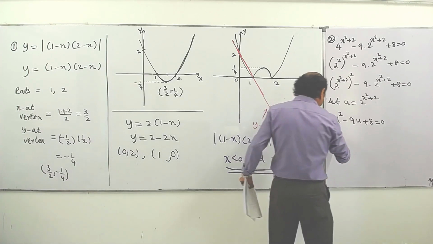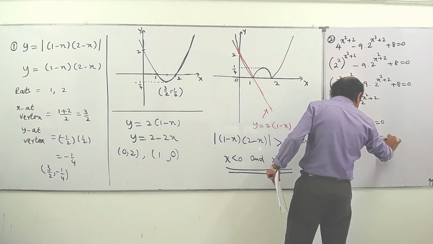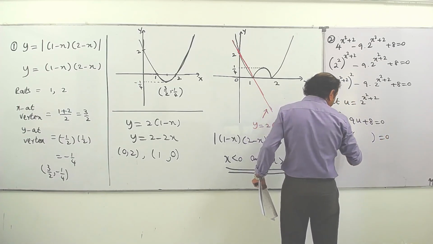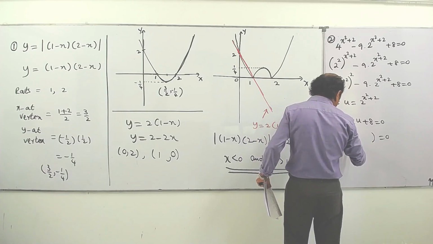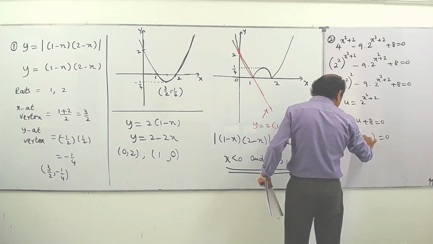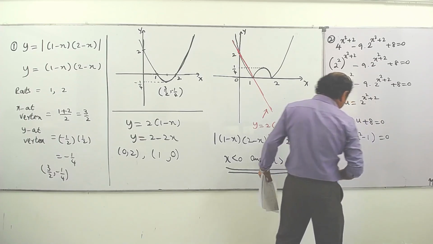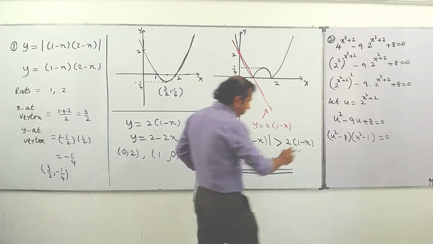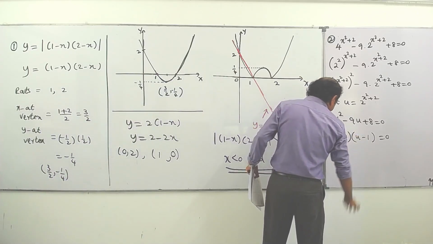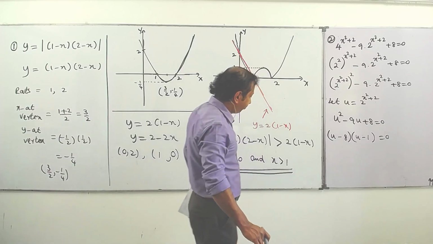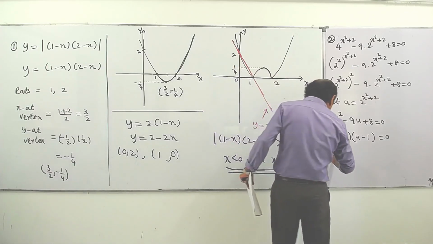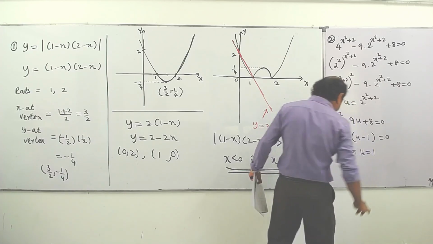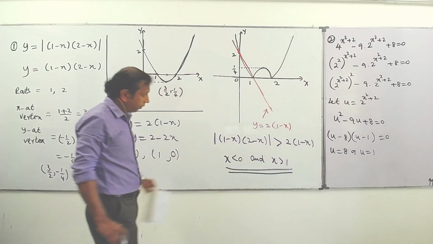Now you can factorize this. u squared minus 9u plus 8 is u minus 8, u minus 1. Then you get u equals 8 or u equals 1. There are two answers like that you get.